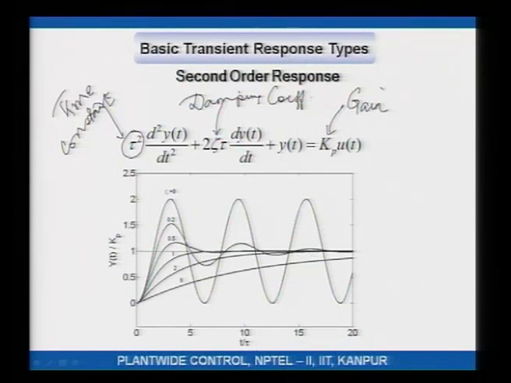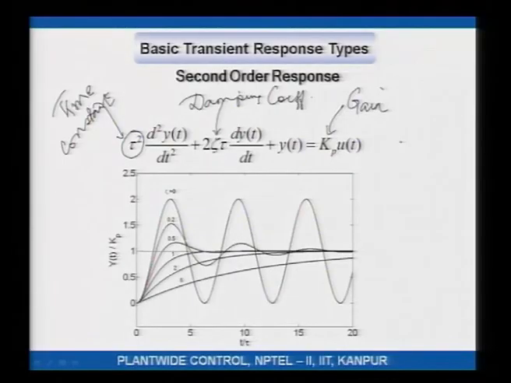As the damping coefficient goes below 1, you start getting oscillations. The magnitude of these oscillations increase as the damping coefficient goes down. At a damping coefficient 0, the oscillations are sustained, that means they do not die down. If you go below 0, these oscillations will actually blow up. So, the damping coefficient actually characterizes your second order system.